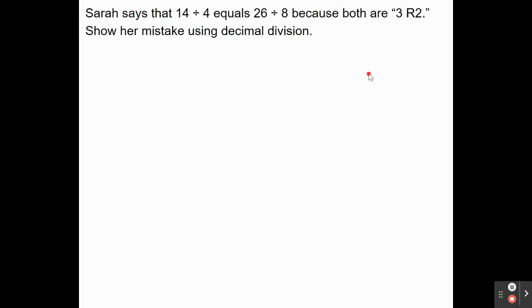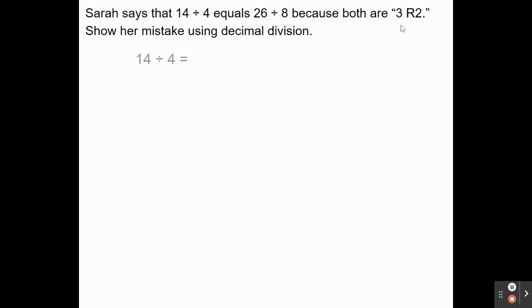Finally, let's do this last problem. Sarah says that 14 divided by 4 equals 26 divided by 8 because the answers are both going to be 3 remainder 2. Show her mistake using decimal division. Well, both of these answers do equal 3 remainder 2. But if we were to keep dividing using decimals, let's see if we would get the same answer.